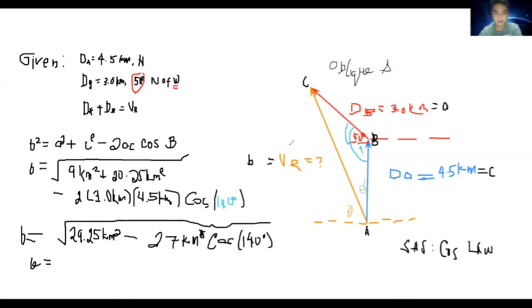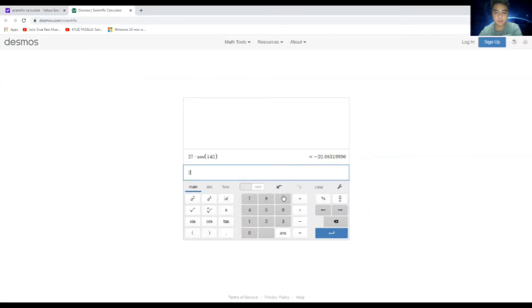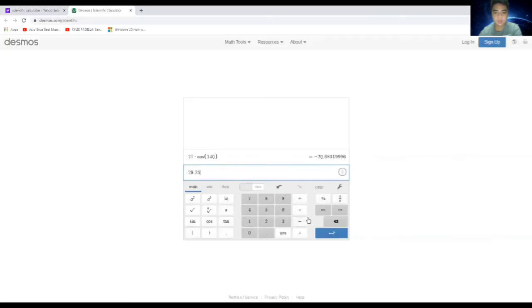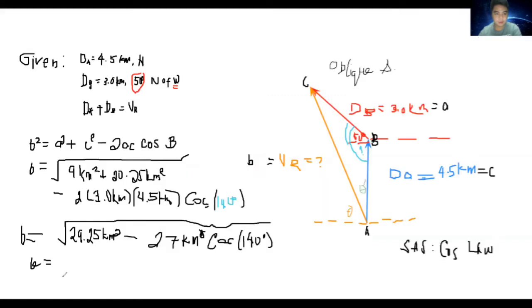Desmos calculator. So, 29.25, ayun, 29.25. Minus the answer. So that would be the answer, 49.93. Approximately, square root of the answer, that the answer is 49.93, etc. B equals, square root natin yun, yung 49.93.